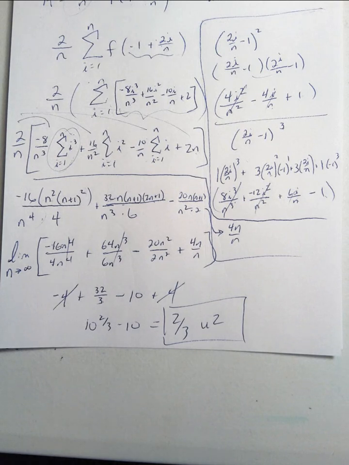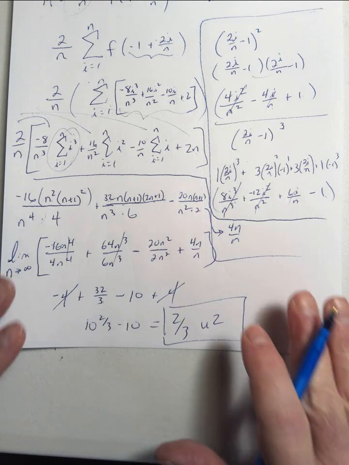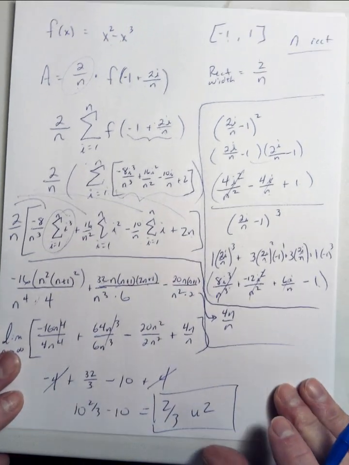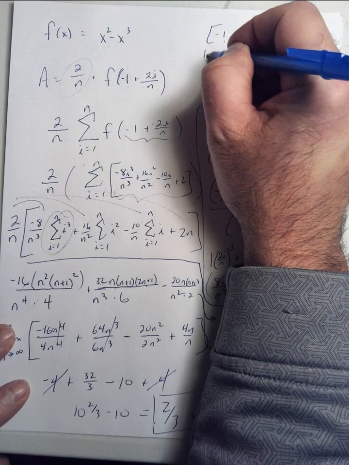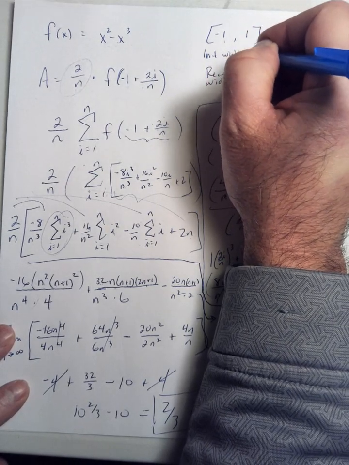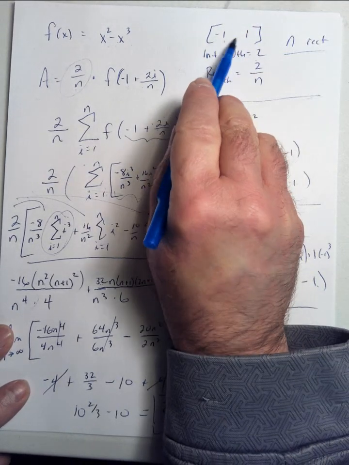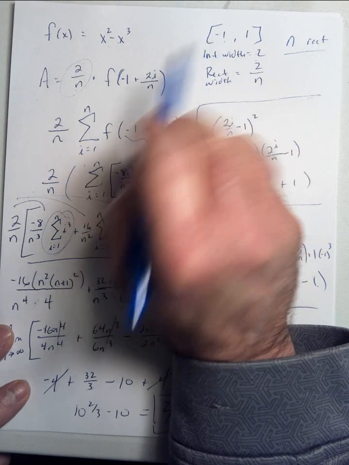So that is what we end up with for the area under the curve from negative 1 to 1. And that's one problem. So just the highlights here again. What do we have? We have the interval. We have to find the interval width. Remember, the interval width was 2, right? 1 plus 1 is 2.